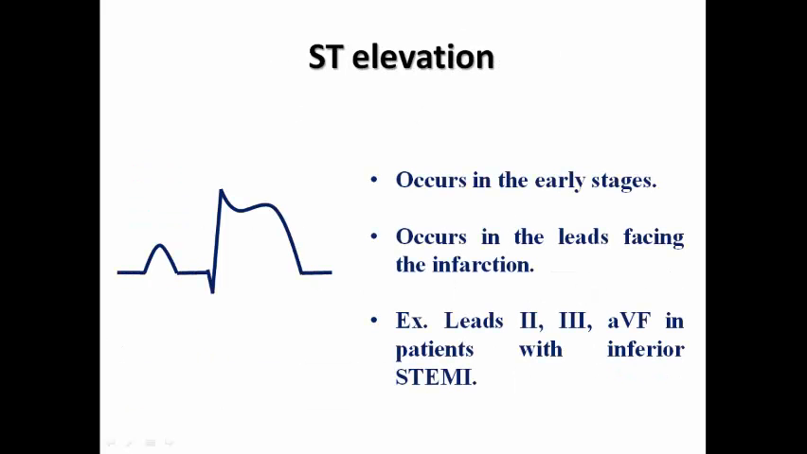Let's at first discuss the first one, which is the ST elevation, and this is the most important sign that takes our attention when we see the ECG. Of course it occurs in the early stage in the leads facing the infarction. So for example, if you are speaking about a patient with inferior STEMI due to RCA occlusion, in this case leads 2, 3 and aVF, which are all limb leads, in this case the ST elevation will occur in these leads facing the area of the inferior wall of the myocardium.